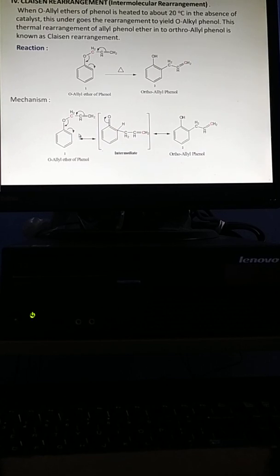So when that is heated, when thermal energy is supplied here, that becomes the intermediate here. There is a loss of proton and there is a formation of ortho-allyl phenol. Here the carbon atom which is attached to oxygen becomes the terminal carbon atom in the product. The above reaction is evidenced by C13 labeled carbon here. So now we will move to the next reaction.